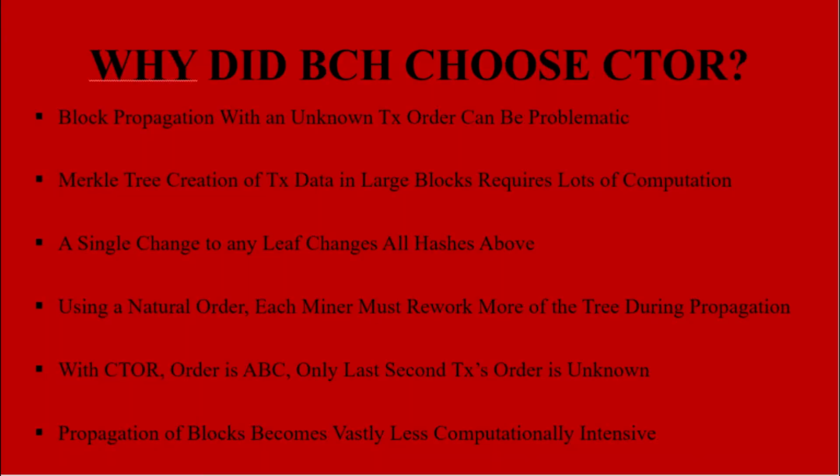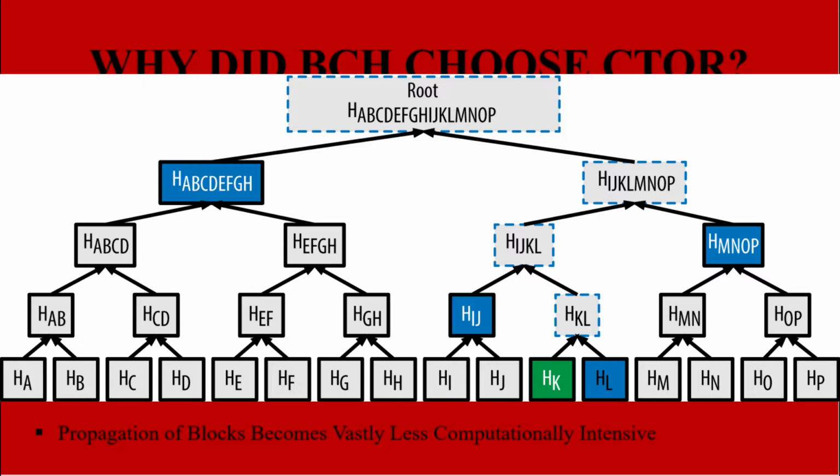So again, block propagation with the unknown transaction order can be very problematic, and I believe the main reason for this, and again, there's no real information out there detailing the specific problems here, so I just had to think about it on my own and come up with this on my own. But if you're looking at a Merkle tree, all the transactions in Bitcoin are put into a Merkle tree. The way the Merkle tree works is you hash the transactions and then take the hashes of the transactions and hash those together in pairs of two until you're left with one final root. And if you change any of the transactions, it changes the entire tree.